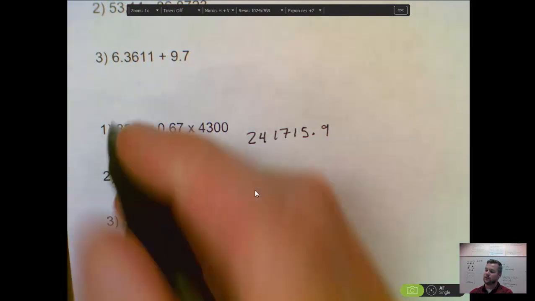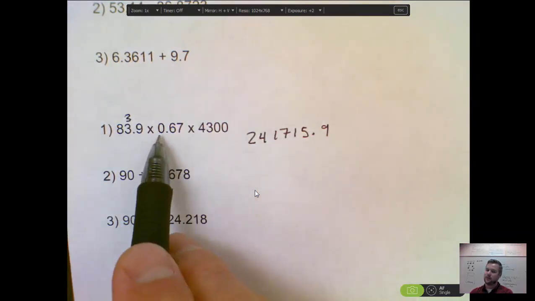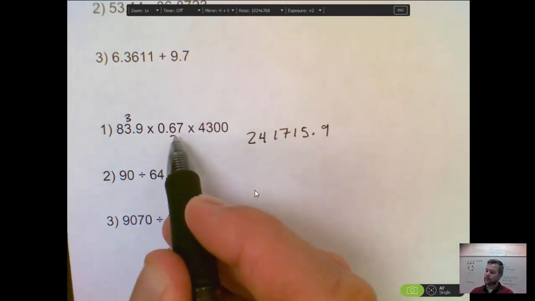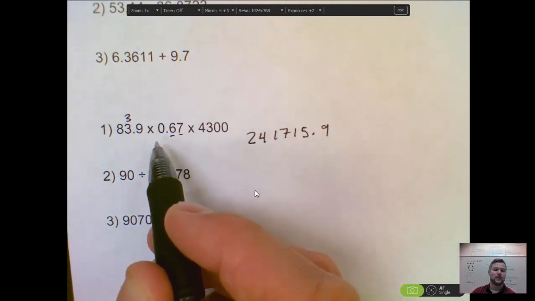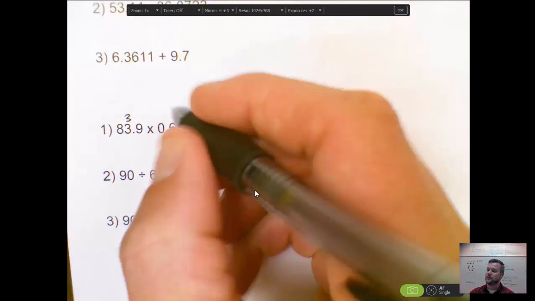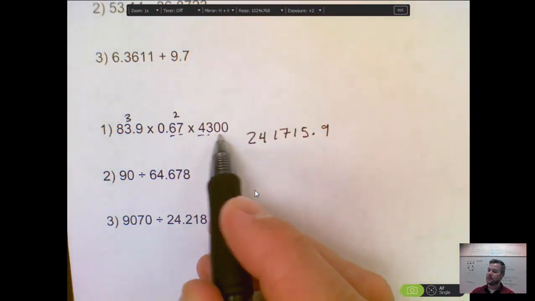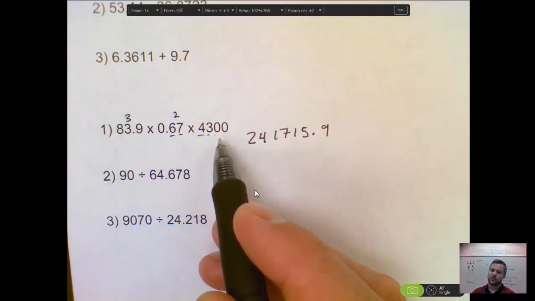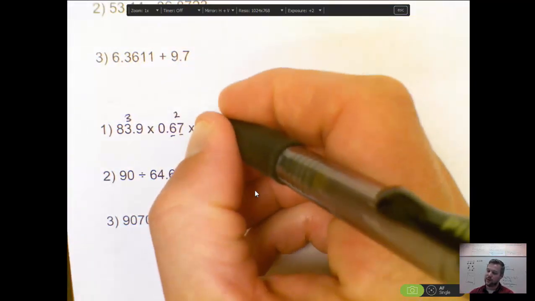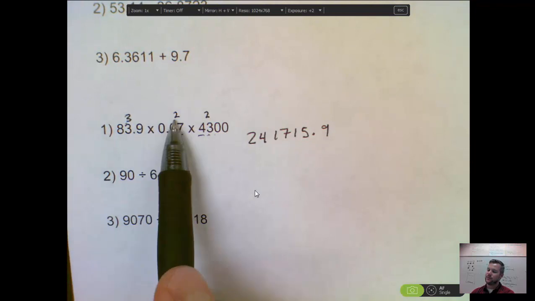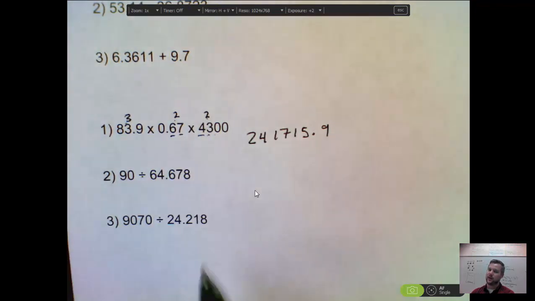3 non-zeros, 3 sig figs. 2 non-zeros, these count. The first 0 doesn't count because it's to the left of a non-zero. And then this number has 2 non-zeros. These zeros are on the right, but they don't have a visibly drawn decimal point, so there's only 2 sig figs here. Of these 3 numbers I wrote down, 2 is the smallest, so I get 2 in my answer.